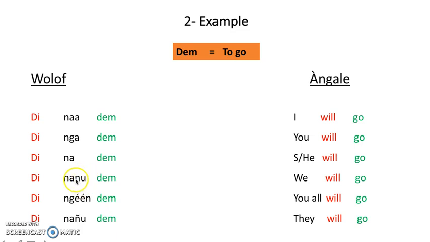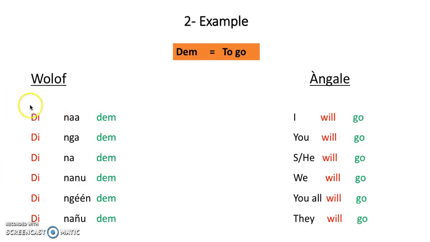Nanu, without that diacritic mark on the end, refers to the we, so nanu. But nanyu, which is very similar but pronounced differently because it has the diacritic mark on the end, making it a ny. If you speak Spanish, it might be easier, because in Spanish words like señor or señora. So nanyu and nanu are different. Na and na are different. Again, dina dem, dinga dem, dina dem, dinanu dem, dingen dem, dinanyu dem.